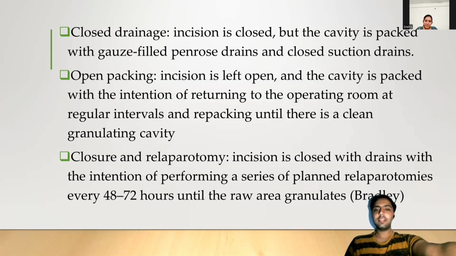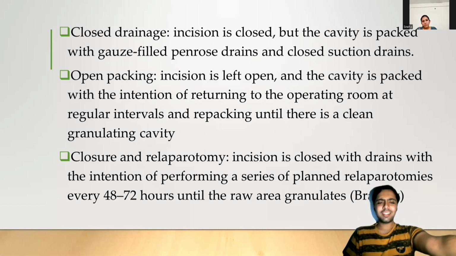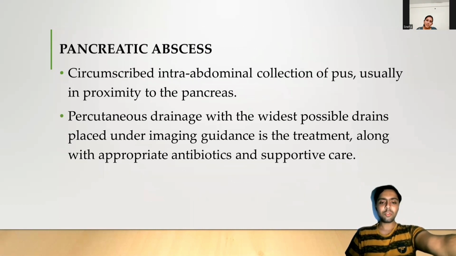So we will close the incision, with the intention of performing a planned laparotomy. Again and again, we will go to the OT after every 48 to 72 hours, and see whether the granulation tissue has formed or not. Really, it's an unsatisfactory surgery. The problem here is that because of the pancreatic enzymes being released, it will not heal very easily. So again and again, you have to keep the drains and rewash the area so that the infection subsides. Then we have the pancreatic abscess. So what happens here is it's a collection of pus, usually around the pancreas only.